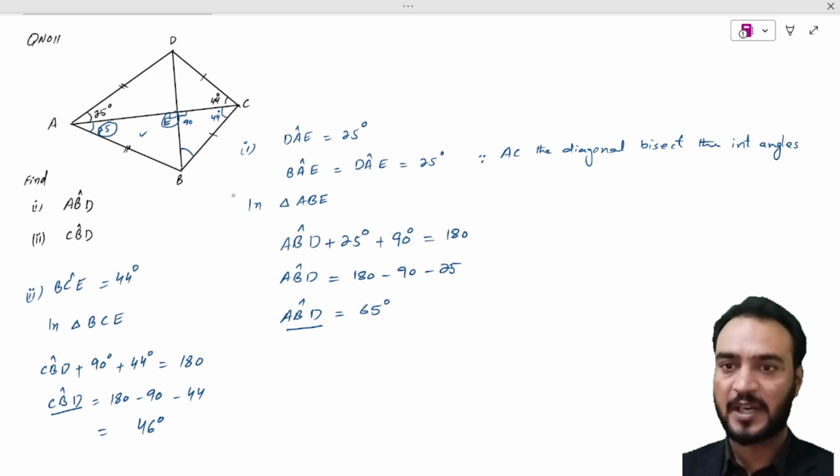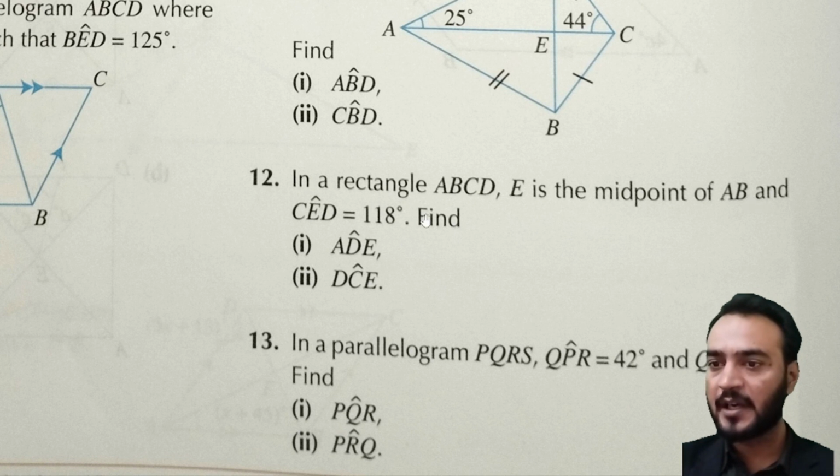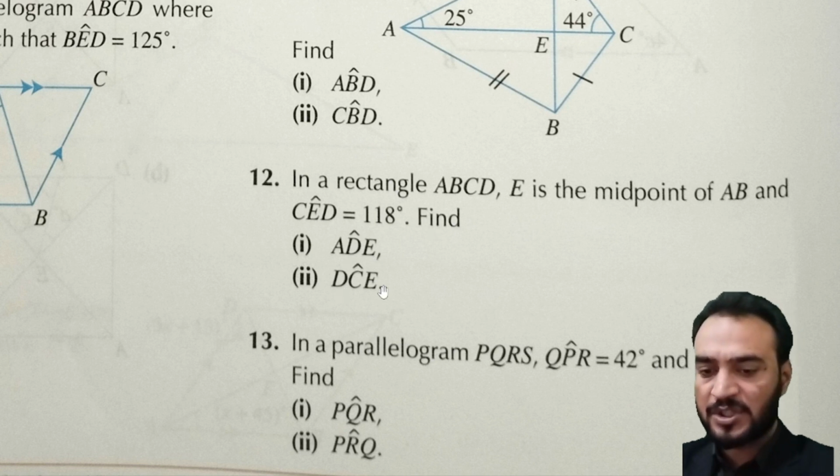This was the question number 11. Now we'll solve the question number 12. The question number 12 is, in a rectangle ABCD, E is the midpoint of the line AB and angle CED is equal to 118 degrees. Find ADE and DCE. So let us solve this question.